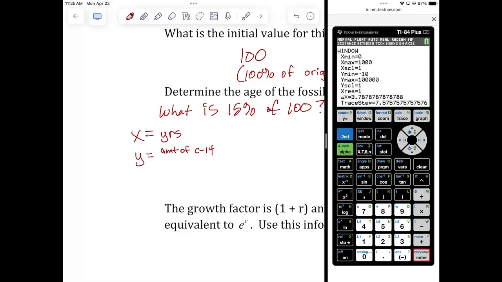Now for your y min, this is the amount of carbon-14 left. You can put negative 10 because we know 0 is the low point, right? And what do we know for sure is the high point? What did it start with? It started with 100. Is it going to get bigger than 100 or smaller than 100? It's only going to get smaller. So if I put like 120, which gives me a little bit of buffer, or even 110, that should be good. All right, let's hit graph and see what we see.